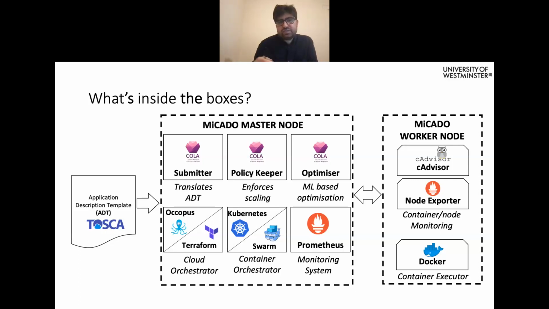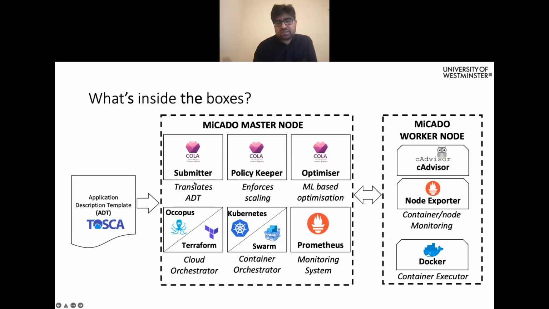And for monitoring, we have Prometheus, a widely used monitoring tool, which is there to extract the monitoring information from the various worker nodes. Using this monitoring information, we then perform the scaling, using the various metrics retrieved from the worker nodes. Now on the top row, we have three components which were specifically designed and developed for the MiCADO system.